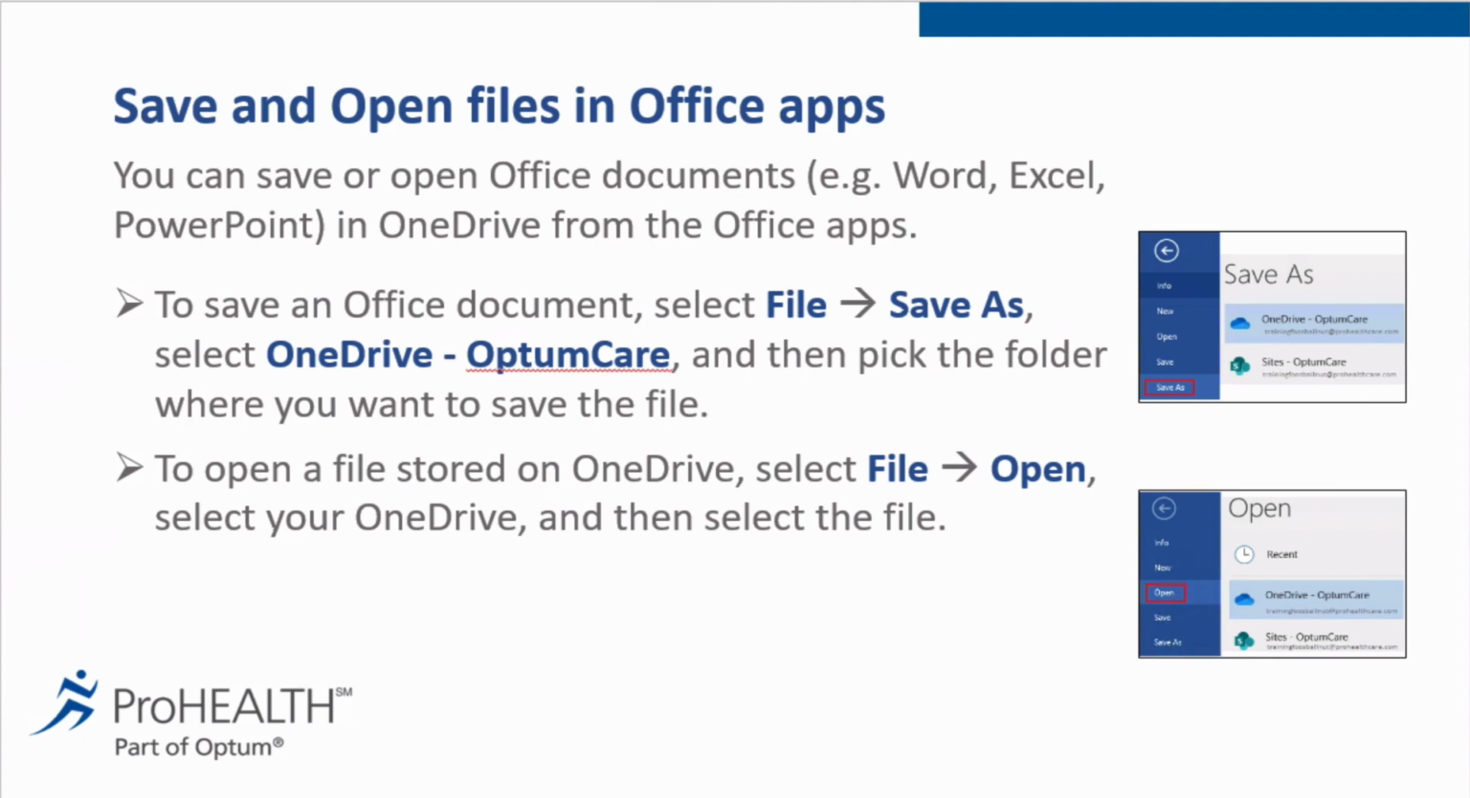Save and open files in Office apps. You can save or open Office documents, for example, Word, Excel, PowerPoint, in OneDrive from the Office apps. Be mindful, if it's not saved in OneDrive, it will not be accessible in OneDrive. To save an Office document, select File, Save As, select OneDrive OptumCare, and then pick the folder where you want to save the file. To open a file stored on OneDrive, select File, Open, select your OneDrive, and select the file.